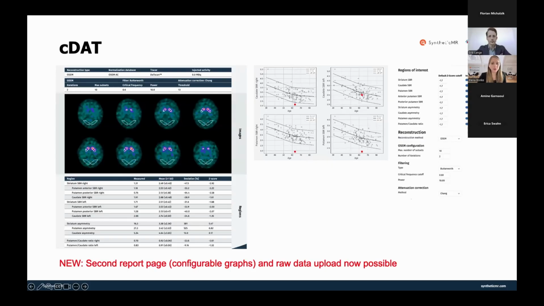And here you can see on the right side, again, our most recent addition to CDAT. We can now also provide a second report page with the graphs where you can see where your patient falls in comparison to the reference database. You can configure this in the settings, and you can from now on also upload raw data, so it doesn't need to be pre-reconstructed as in our older version before.